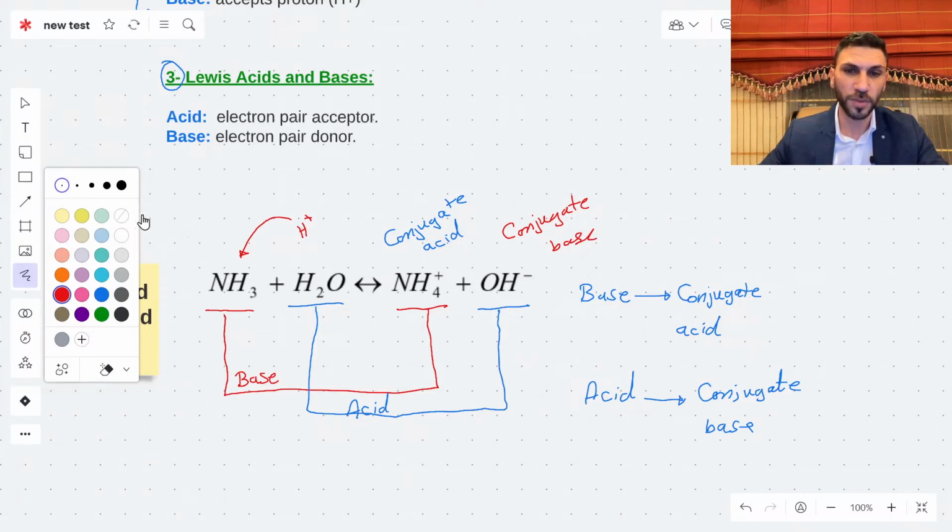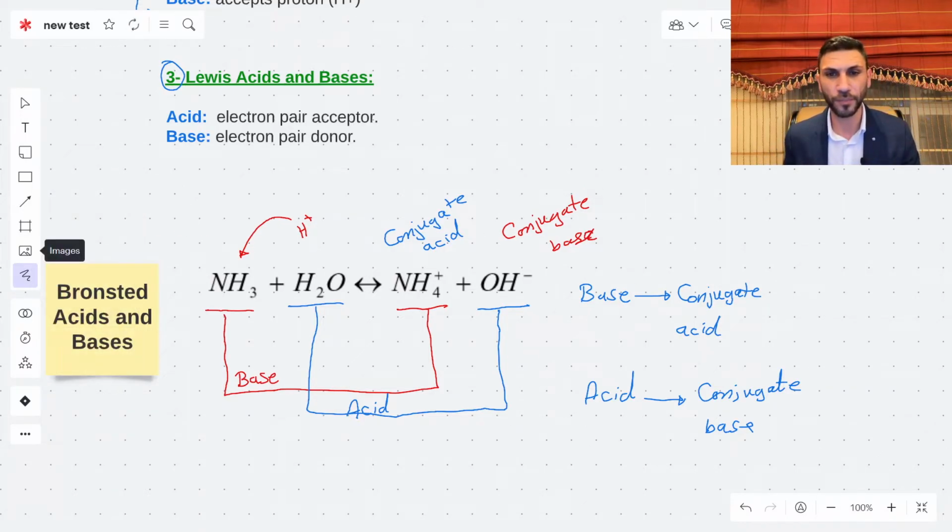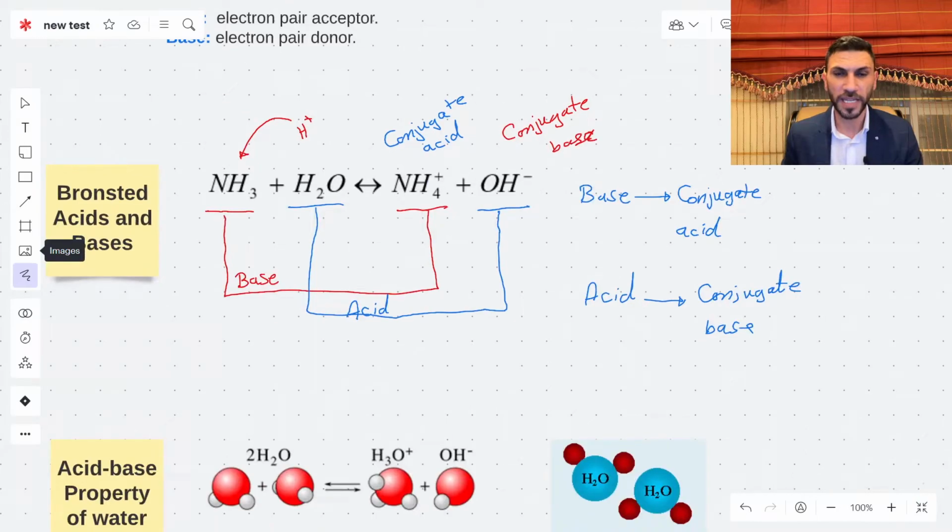These are the two species in the acid and base reaction. Again, Bronsted-Lowry: the acid gives away or donates a proton, and the base will accept this proton. A base will produce a conjugate acid, and the acid will produce a conjugate base.